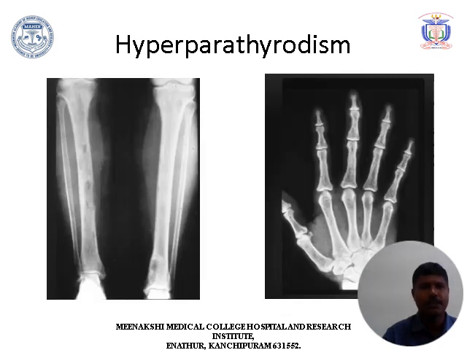So this is an X-ray where you can see brown tumors. Similarly in the wrist and fingers, you can see subperiosteal bone erosions in the phalangeal bones. So these are signs of hyperparathyroidism.